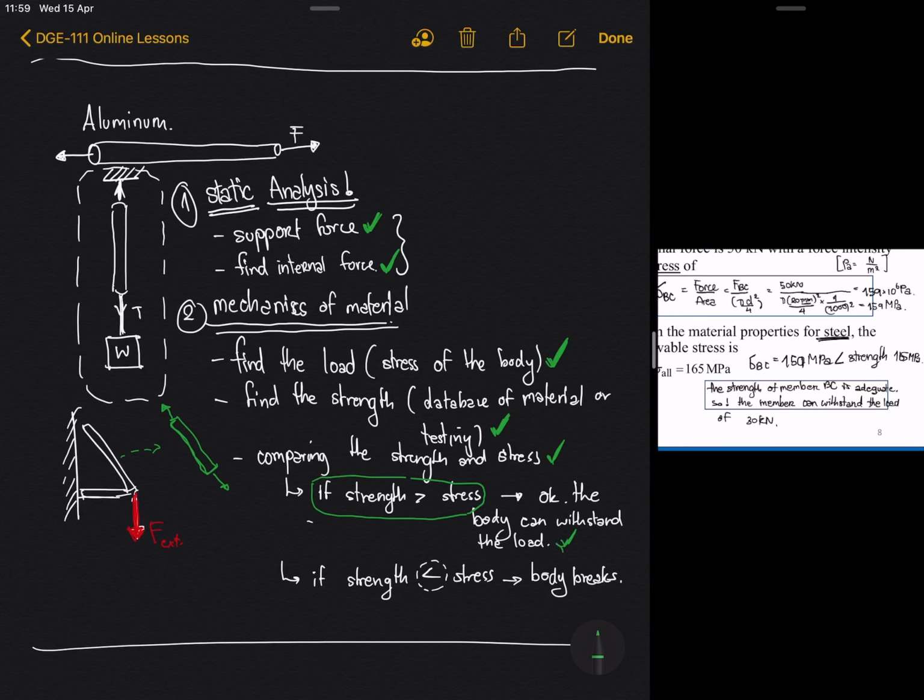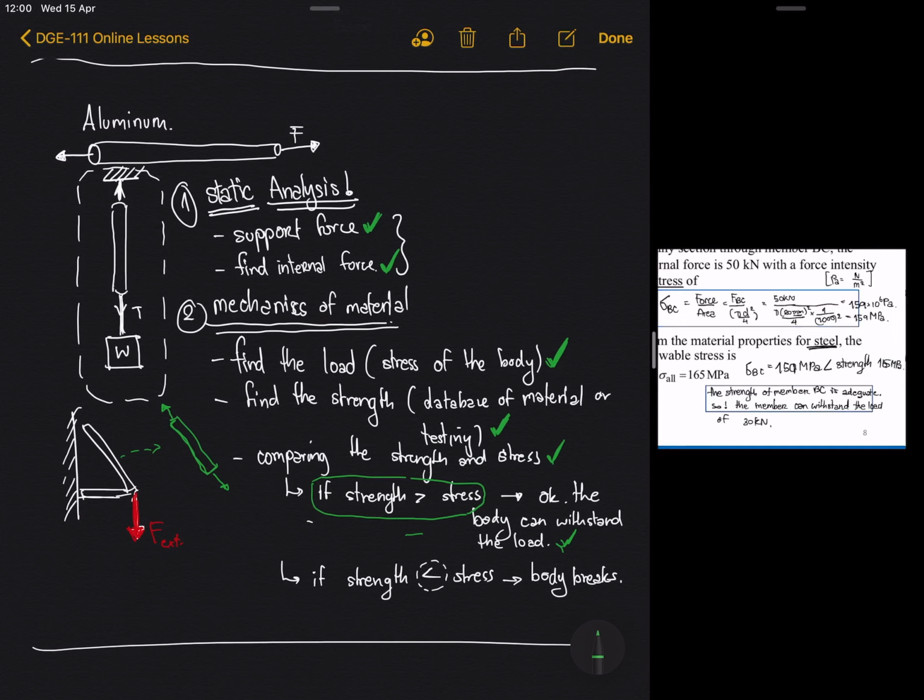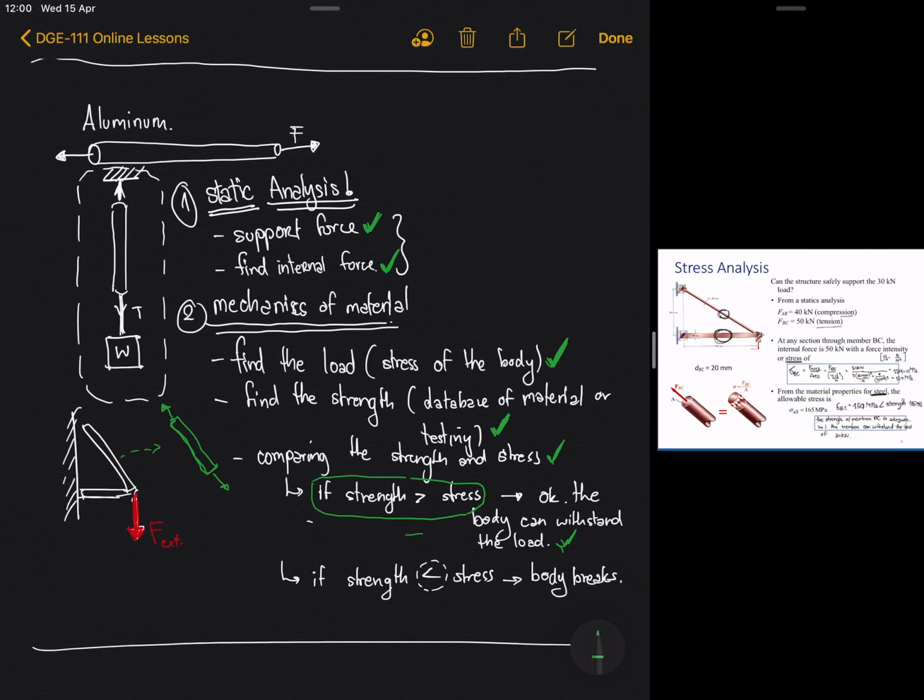But as I showed you before, the slide is not really working. Okay, it works.